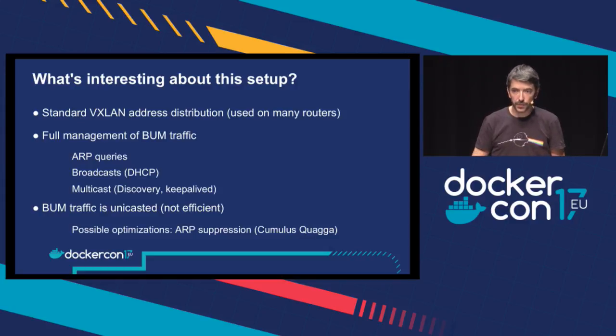We have full management of BUM traffic, which is broadcast, unknown unicast and multicast traffic, which means we can do ARP queries, broadcast or multicast. And I don't know if you've noticed, but if you use a standard network overlay, you can't do that. You can't do multicast and you can't do broadcast, which means you can't do DHCP, for instance. Of course, BUM traffic is not very efficient because all multicast and broadcast traffic is going to be unicasted to all hosts. But there are many optimizations in the VXLAN world. It's available in Cumulus Quagga, and it's probably going to come in all implementations.